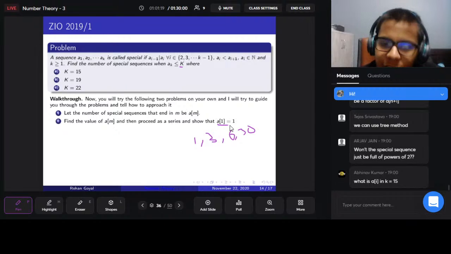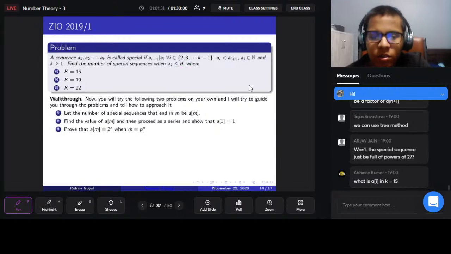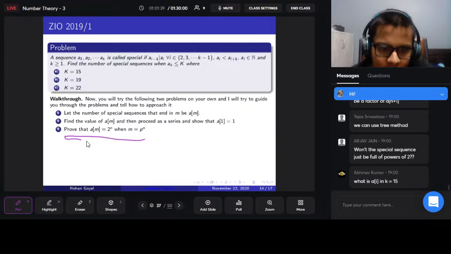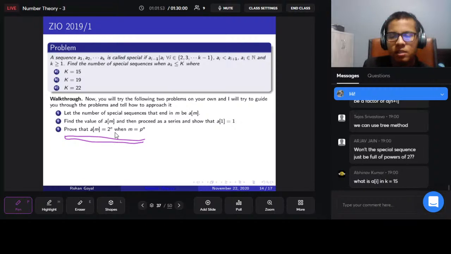Do you know why a of 1 equals 1? Because the only sequence is 1. Now, can you claim this? Try to show this. This is very important: that a of m is 2 to the n if m equals p to the n, where p is a prime. So for example, if the number is 3 squared.